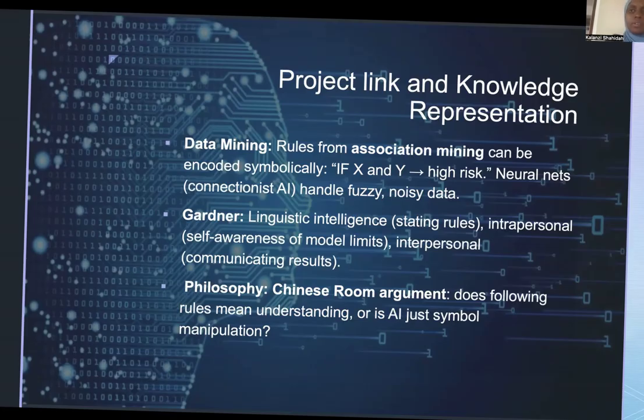Then philosophy, we shall talk about the Chinese room argument. The Chinese room argument talks about basically, if I know the characters of Chinese, does that mean that I know Chinese? No. So does following rules mean understanding, or is the AI just following symbols and manipulating them?